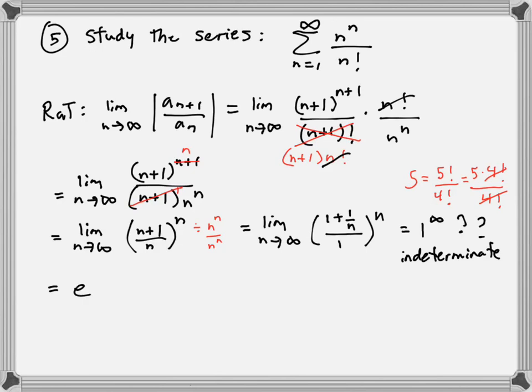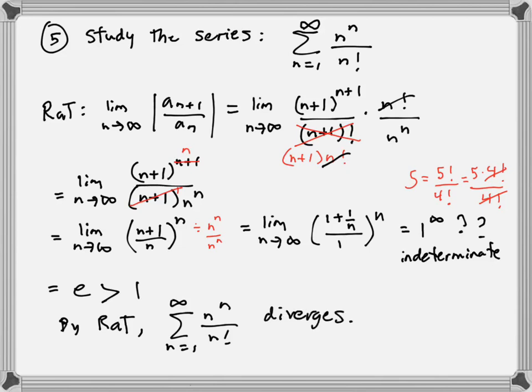Now let's think about the ratio test. That is larger than 1, isn't it? So by the ratio test, our series diverges. Very cool problem because it allowed us to practice some complicated limit taking techniques.